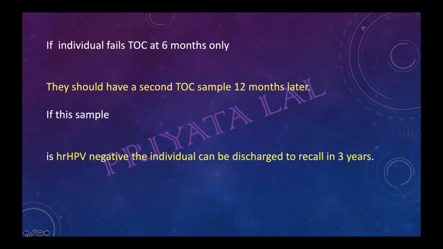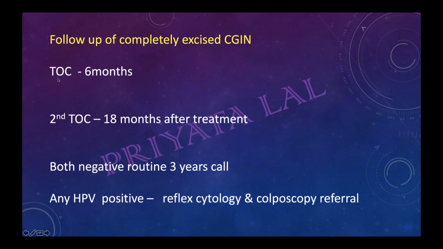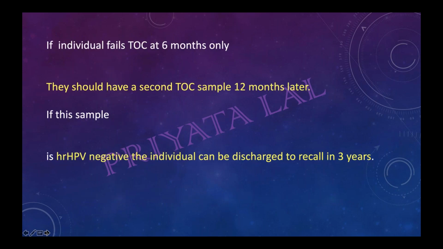So this is the same scenario, but this patient didn't come to your hospital, to your clinic. So the first TOC was not done. She came at the time of the second TOC, but that time it is normal. Then also you can put this patient on the routine call. It is the explanation of the same.